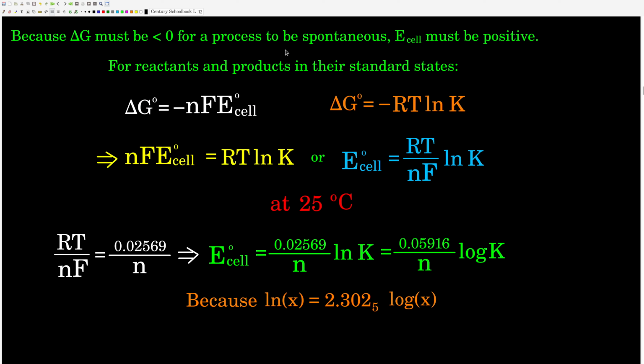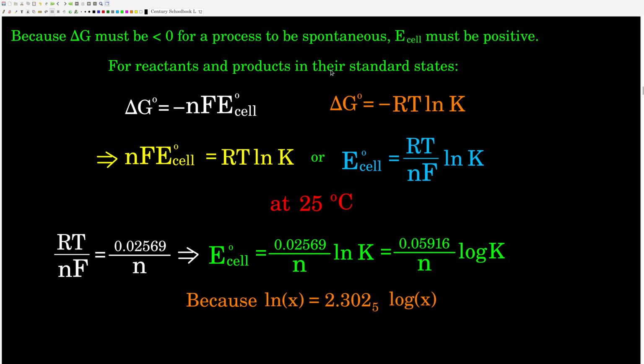So, as sort of an aside, guys, we've now seen three different criteria for spontaneity. The big one that we started with, which is still true, of course, is that for any process to be spontaneous, the entropy of the universe must increase, must be positive. Then we saw that for a process to be spontaneous, delta G for that process must be negative, less than 0. And now we see that for an electrochemical cell, for that cell to run spontaneously, the cell potential must be positive.